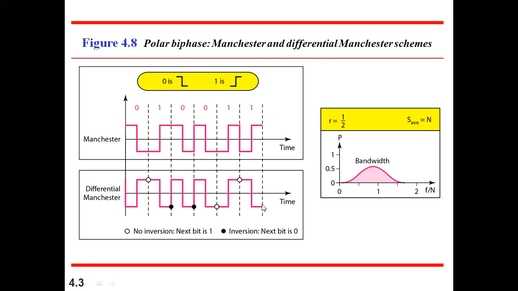In this way, Manchester is the combination of NRZ-L and RZ, whereas differential Manchester is the combination of NRZ-I and the RZ scheme. In the diagram you can observe it requires more bandwidth. We will discuss that in the next point.